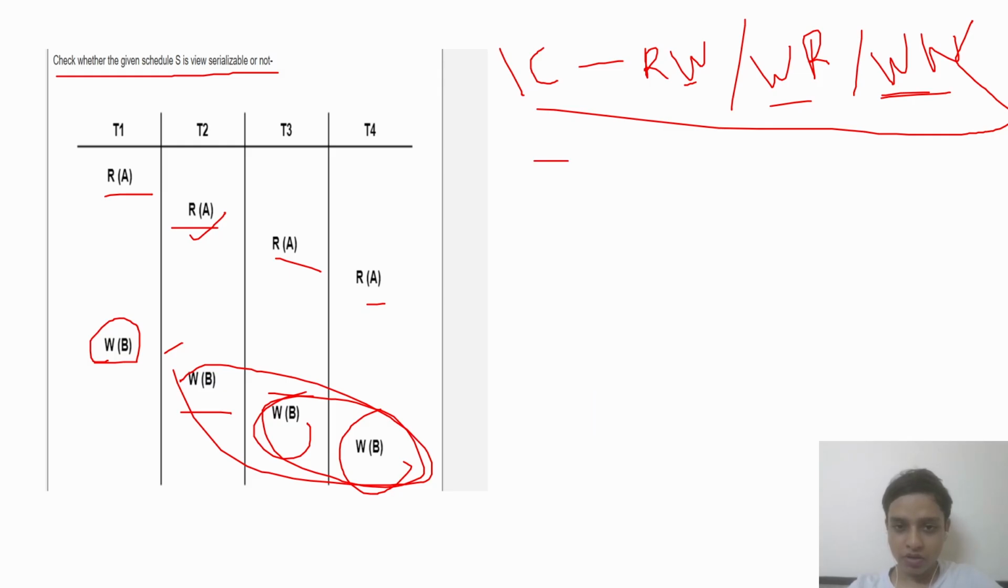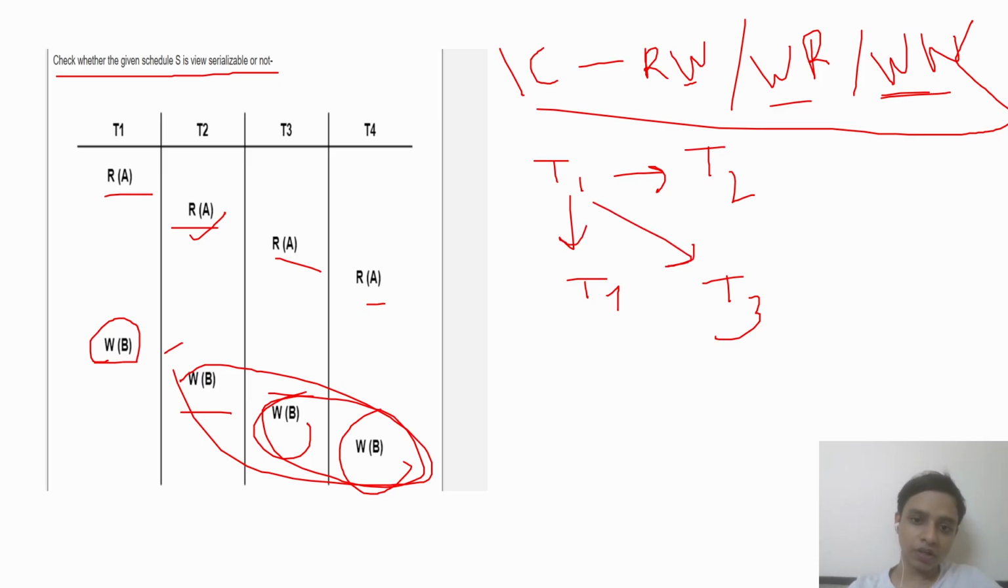So for T1, we have T2 on there, and we have T3, we have T4. So these three are sharing WW conflict.